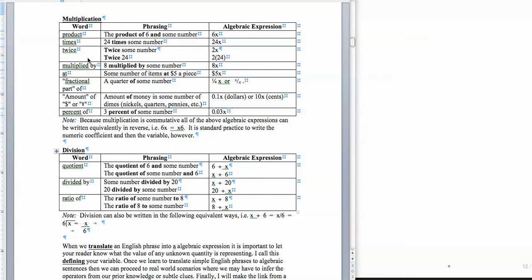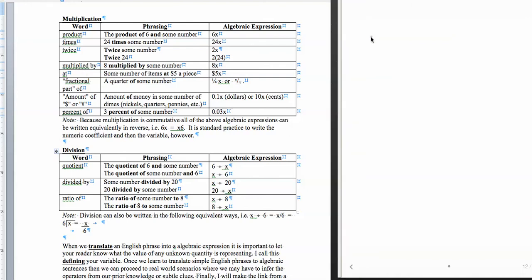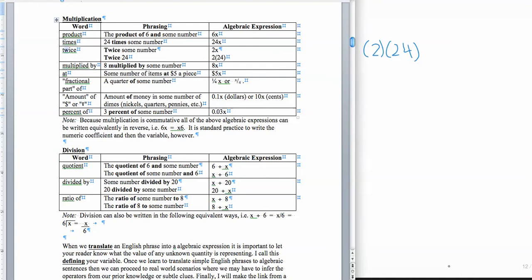Twice is a special word in multiplication. When you see the word twice, it means multiply by 2. Do not confuse it with an exponent of 2, different things. So twice some number means 2x. Twice 24 means 2 times 24, and you see the parenthesis notation used here. Remember also that if we wanted to, we could write that as 2 in parentheses and 24 in parentheses as well. Different ways of writing multiplication.